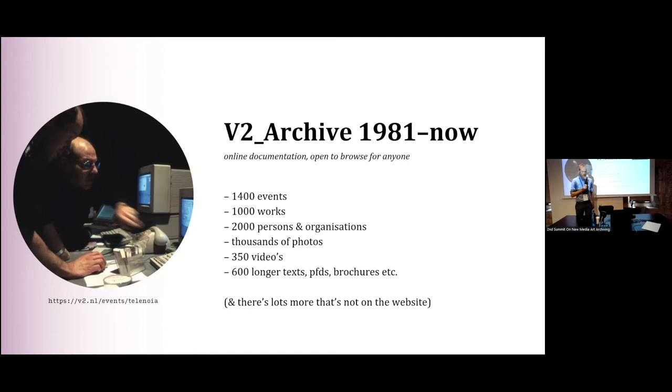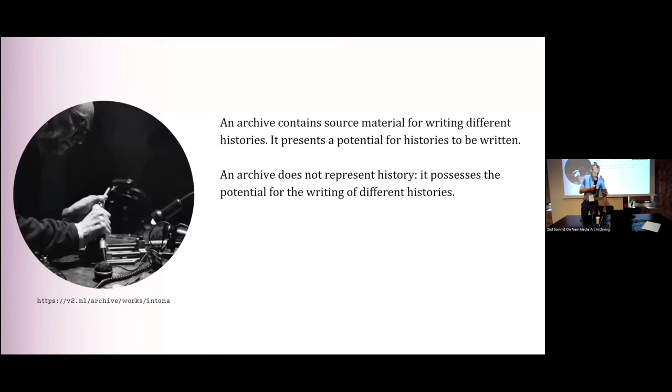V2 Archive started in 1981, so we have now 40 years of documentation. On our website, you can find documentation of 1400 events, 1000 works, 2000 persons and organizations, thousands of photos, 350 videos, and 600 longer texts, mostly PDFs. Some of the stuff is short, some of the stuff is long, and there's much more that's not on the website. So the question is, what is this archive and what is it for?